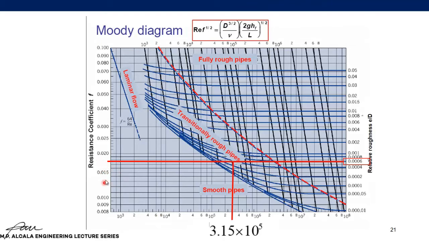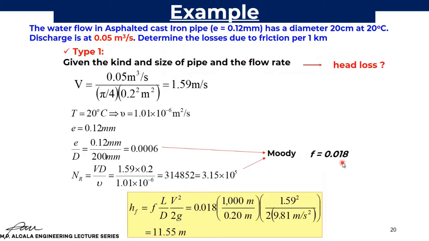What is this number? It is basically in between 0.020 and 0.015, and that is your 0.018. Okay? So solving further for your head loss, the friction factor from the Moody diagram 0.018 multiplied by the length, 1,000 meters or 1 kilometer, divided by 0.20 multiplied by the velocity squared divided by 2 multiplied by the acceleration due to gravity. So your head loss is simply 11.55 meters. Very basic. Okay?